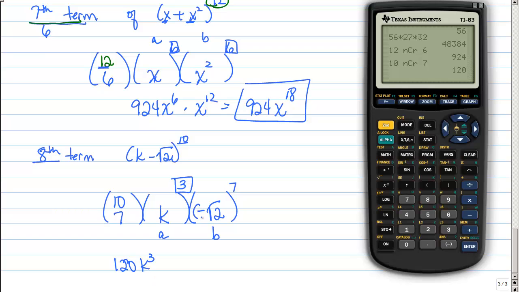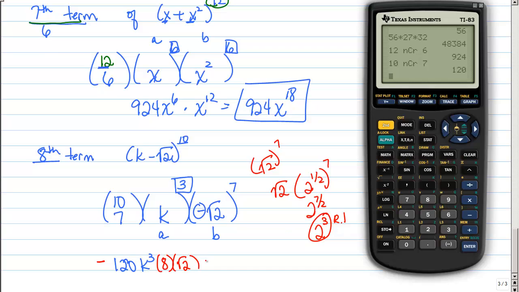Now, since I have a negative to an odd power, I know my answer is going to be negative, so I'm just going to put it out there. But what is the square root of 2 to the 7th power? Well, if you recall, the square root of 2 means 2 to the half power. So now I have 2 to the 7 halves, or 2, and it goes in there 3 with 1 left over. Well, 2 cubed is 8, and that 1 left over would be the square root of 2. So 120 times 8 is going to be negative 960 square root of 2 k cubed. I know those square roots are kind of odd, but it's not so bad.